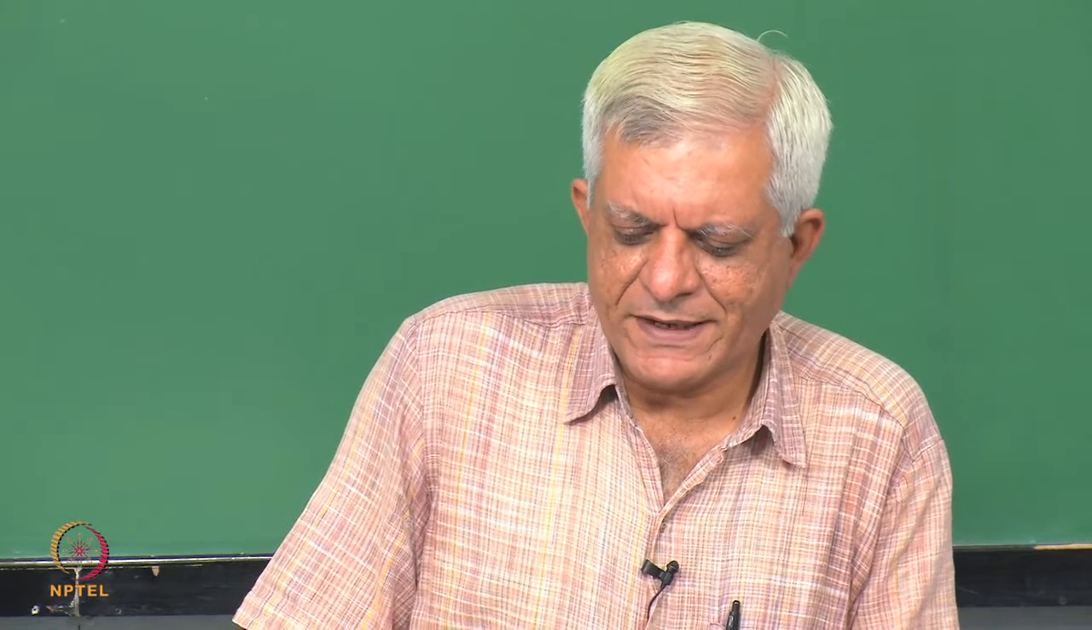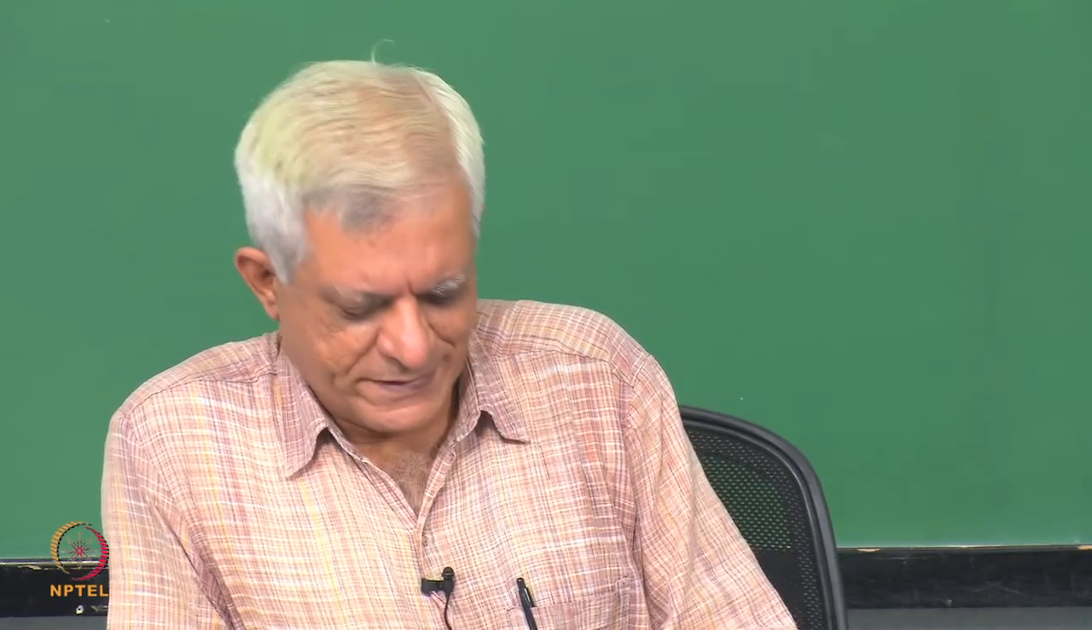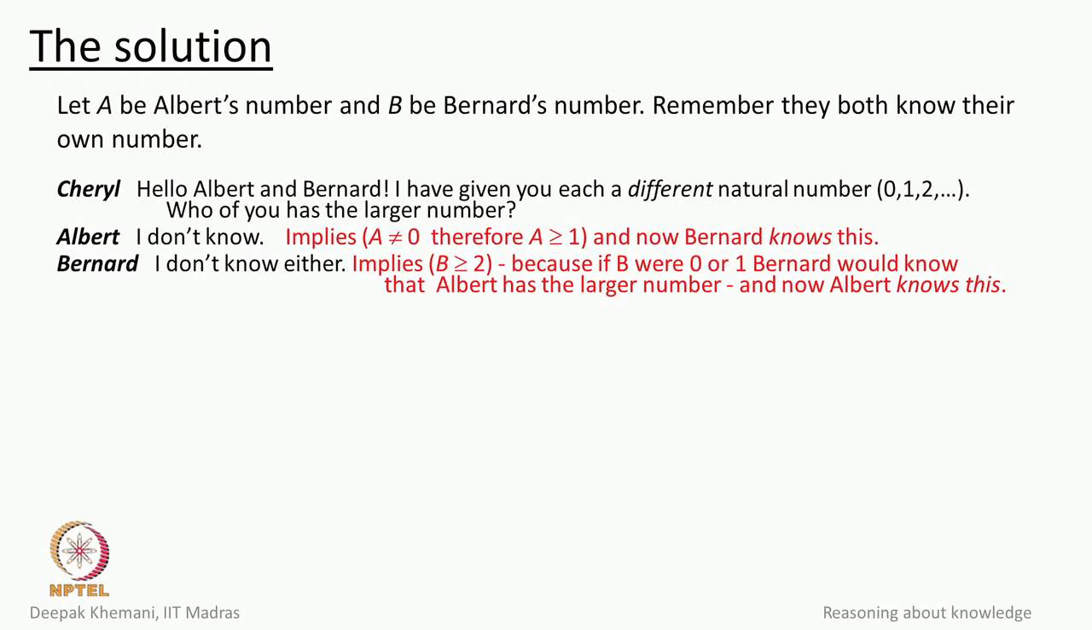So, first Albert says I do not know, and as you can see this implies that his number cannot be 0, because if his number was 0 he would have known that he has a smaller number. Remember that the two numbers are different, and once Albert says I do not know, Bernard knows that Albert's number is not 0. Then Bernard says I do not know either, which means that his number, B, must be at least 2, if not more than 2, because if it was 0 or 1 then Bernard would have known that Albert has a larger number, and Albert does not know who has a larger number.